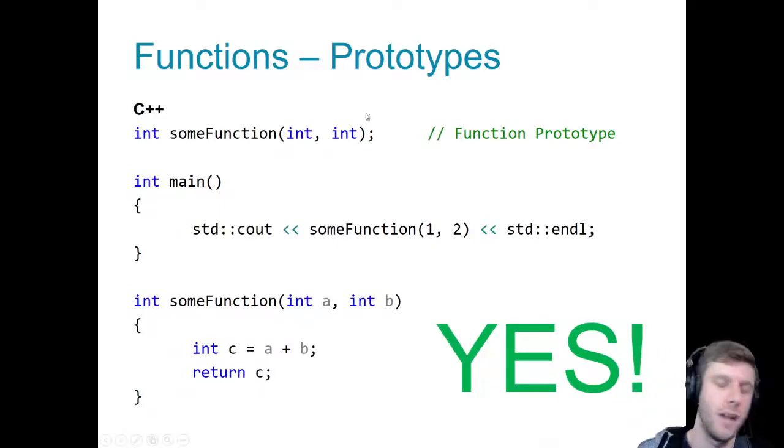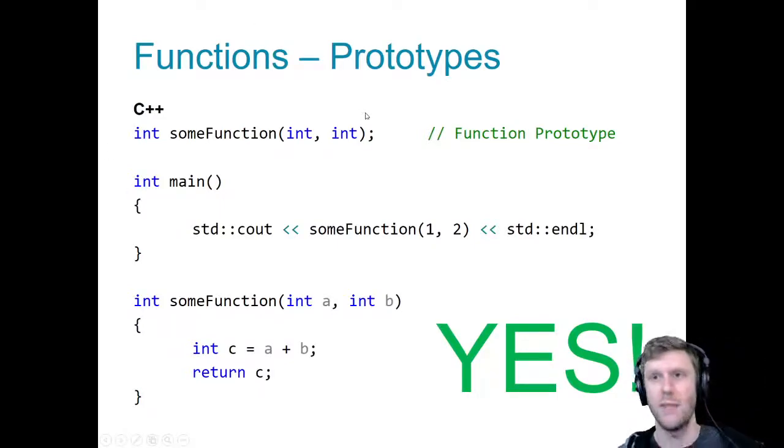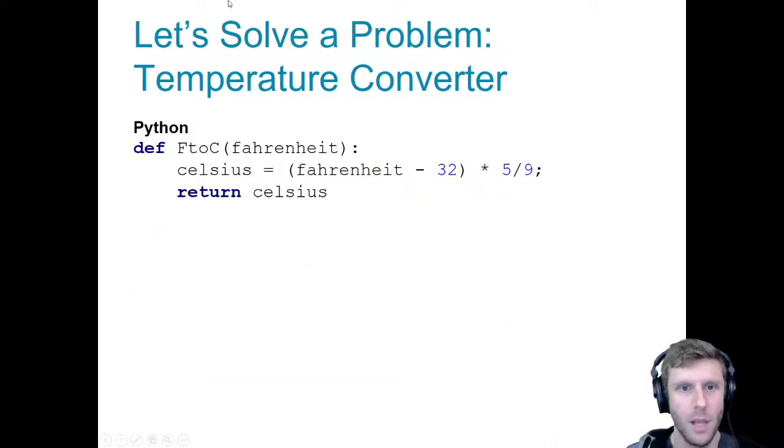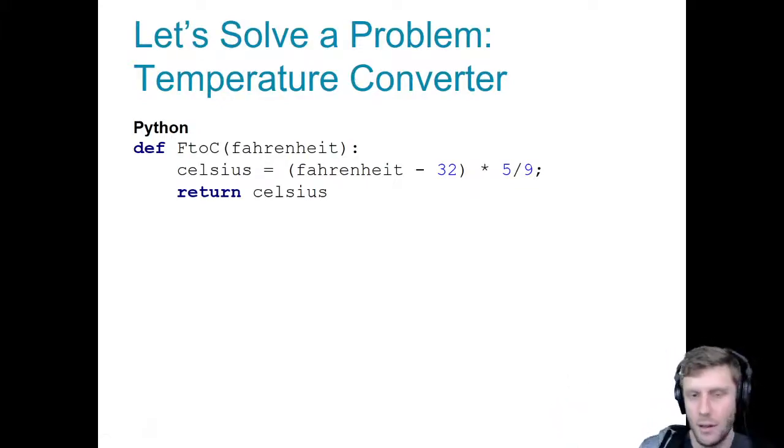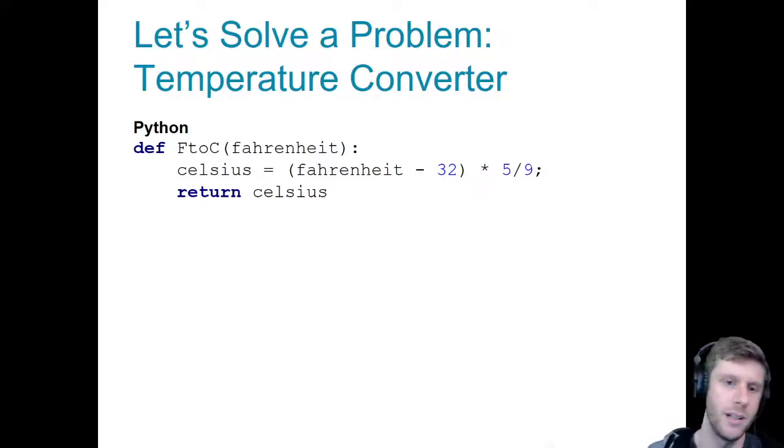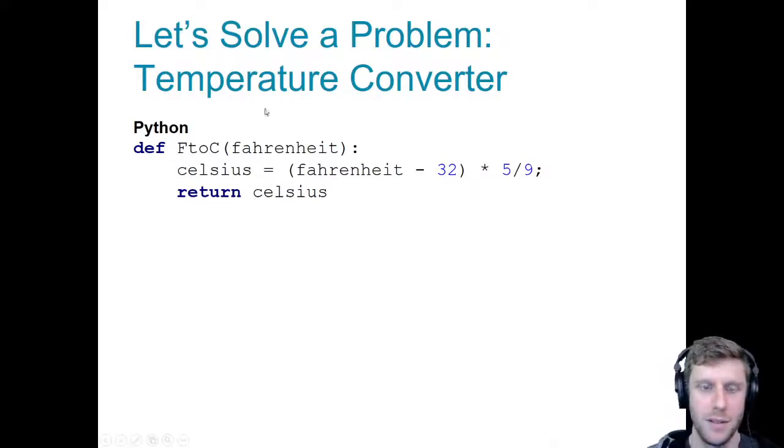So, back to the lecture stuff, if you add these prototypes, it's a way to shut C++ up. Okay, here's a classic little example we always do: converting Fahrenheit to Celsius. Here it is in Python. We're defining a function, f to c. It takes a value in Fahrenheit. The value in Celsius is equal to Fahrenheit minus 32 times 5/9. And then return Celsius. Okay, great.